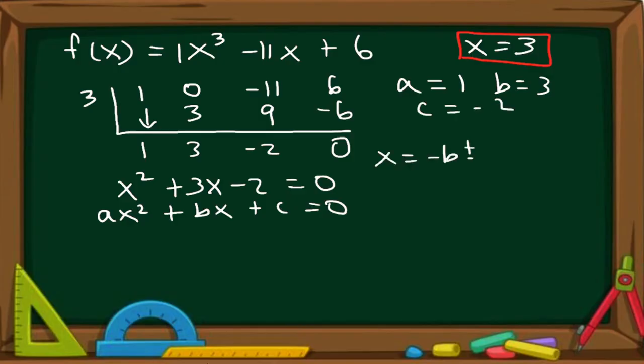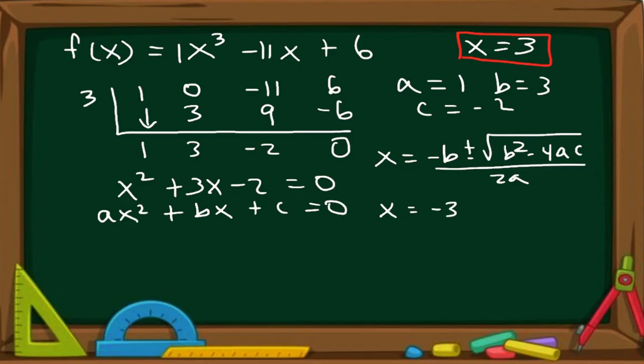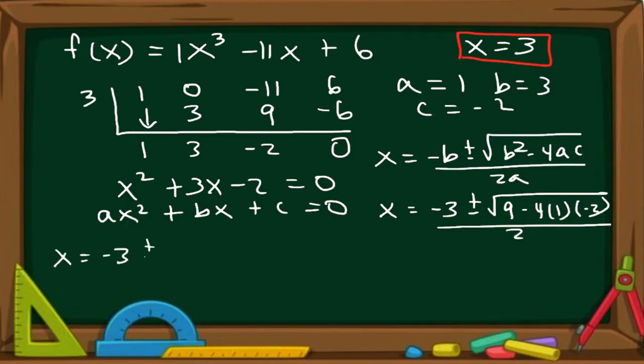It's negative b plus or minus the square root of b squared minus 4ac divided by 2a. So it's going to be negative b, which is negative 3, plus or minus a square root of b squared, which is 3 squared, so that's 9, minus 4 times a is 1, and c is negative 2, divided by 2a, which is 2. So negative 4 times negative 2, that's plus 8, and 9 plus 8 is 17. So this is going to be negative 3 plus or minus the square root of 17 over 2.